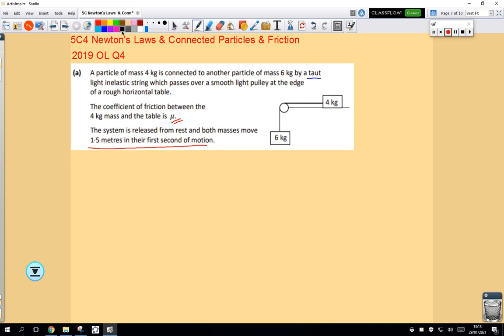One thing I'd always start with is drawing a couple of force diagrams. And think about force diagrams for these particles. We have the 6 kilogram particle. We have the 4 kilogram particle. We're going to come up with some information based on this. We might come up with some equations, and then we'll come back and think about how we can find mu.